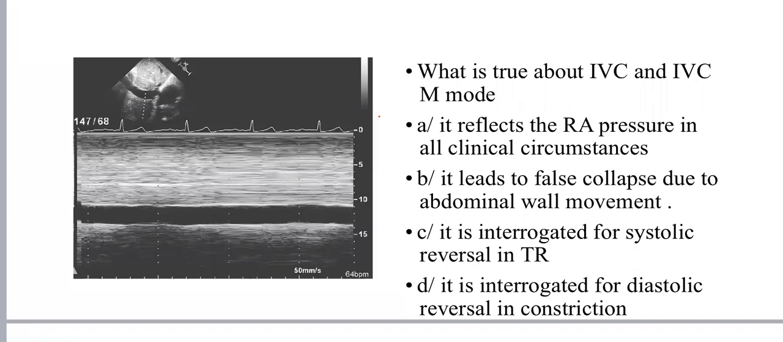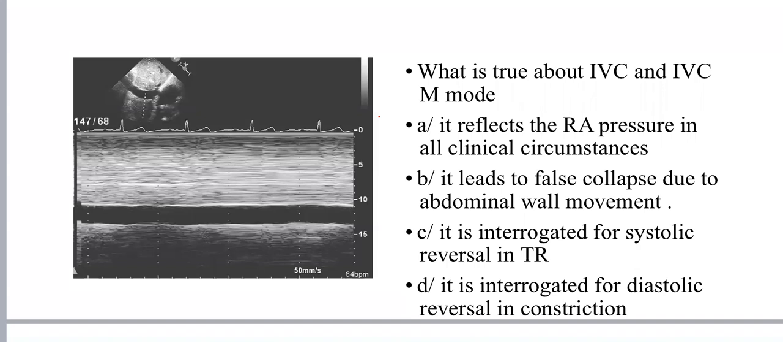Now, obviously, the right answer is B. Can anybody explain why B is right? The movement of the abdominal wall changes the pressure. By increasing intra-abdominal pressure, it may collapse the inferior vena cava. But that will not be false collapse. That is a respiratory-induced collapse, which we are looking for. But how will it be false collapse? And we have seen that one a lot.